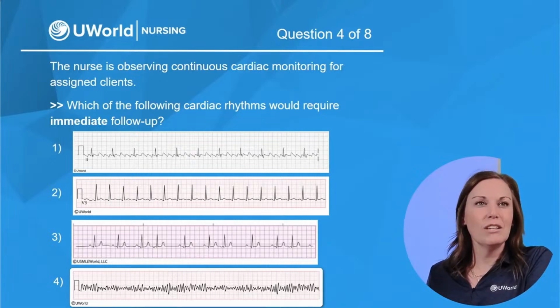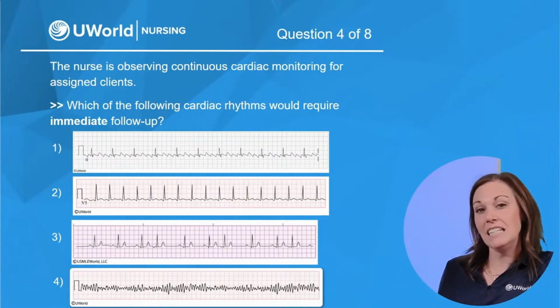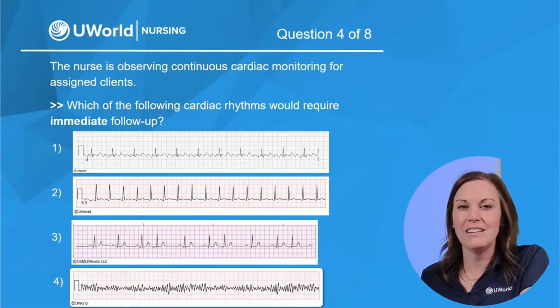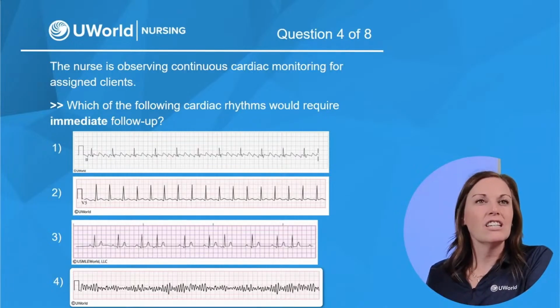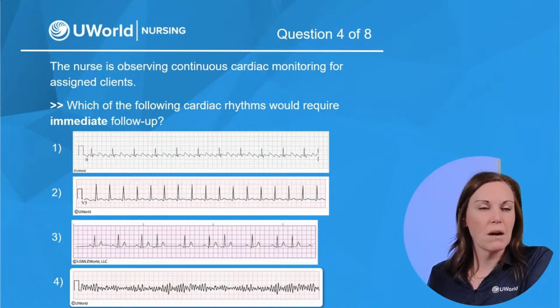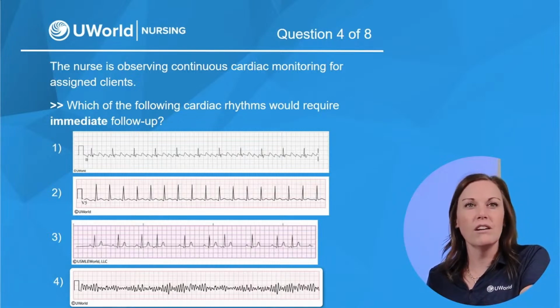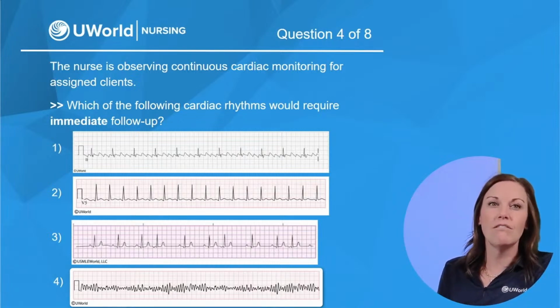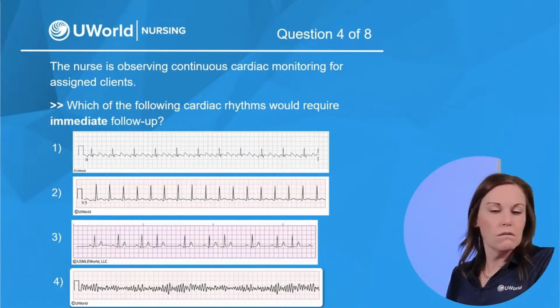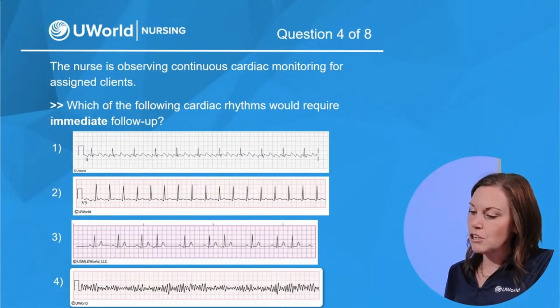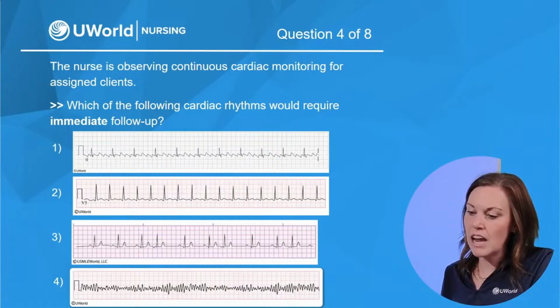All right, so question 4, moving right along, halfway mark. If we need to zoom in on this one, just let us know and we can do that. The nurse is observing continuous cardiac monitoring for assigned clients. Which of the following cardiac rhythms would require immediate follow-up? We have 4 options in 4 different strips, so be sure you put your answer in the chat.